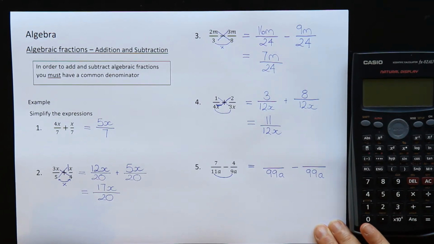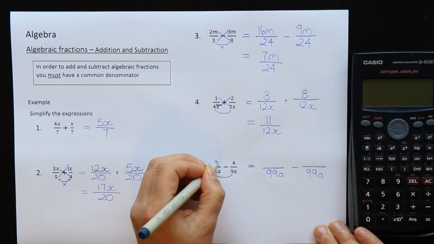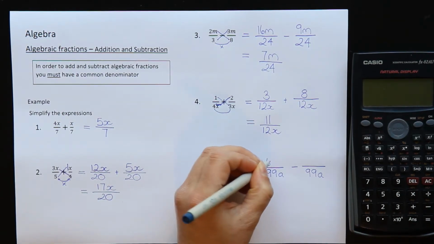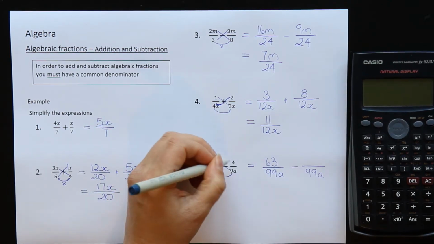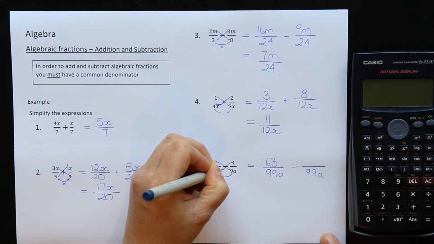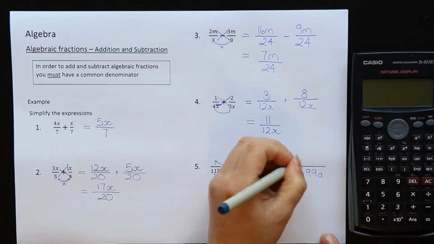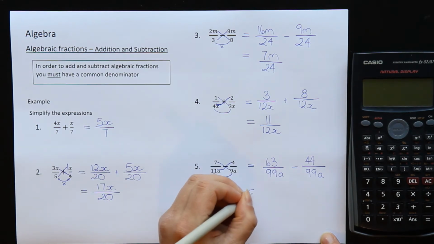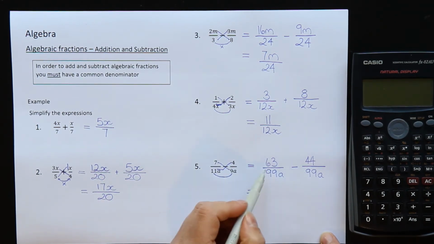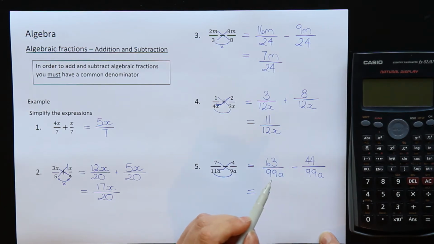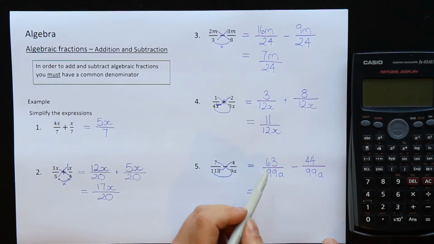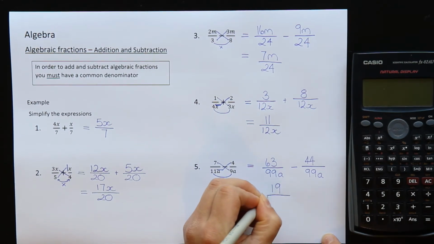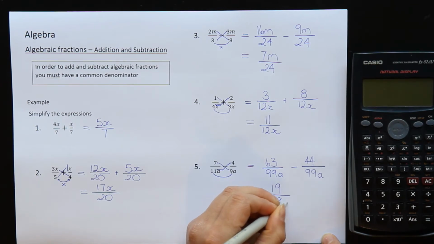Now let's work out the numerators. 7 times by 9 is 63, and then the 4 times by the 11 is 44. Okay, so now we can subtract the numerators. 63 minus 44, so it's 19 over 99a.